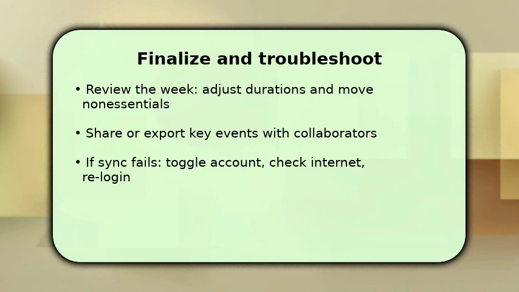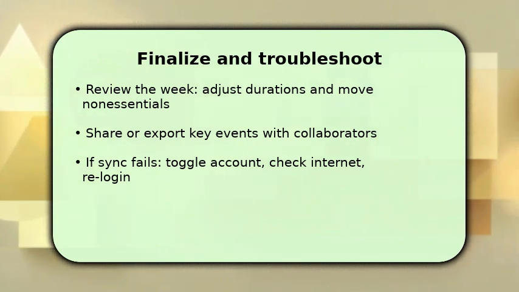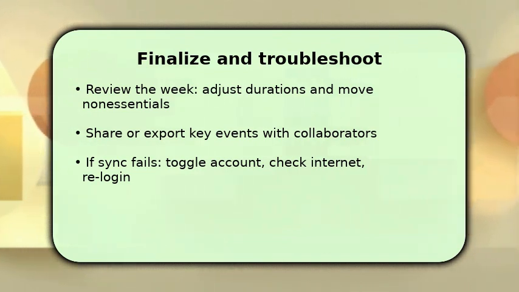If something goes wrong, don't panic. First, toggle calendar sync, check your internet, and re-log in. If that fails, clear app cache or re-add the account. This final sweep keeps your plan reliable and fixes common issues quickly.